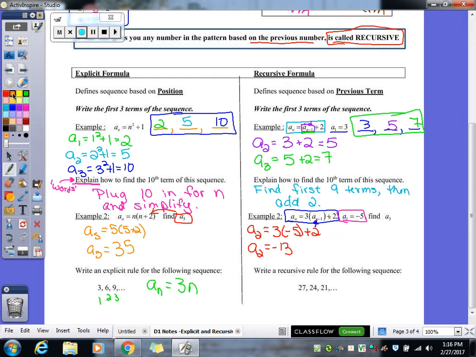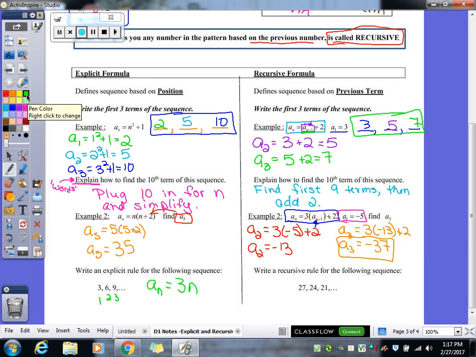So now we can find our third term, which is the one they actually wanted. So again, it's 3 times my previous term plus 2. So 3 times negative 13 plus 2. So what does that give us? Negative 37.